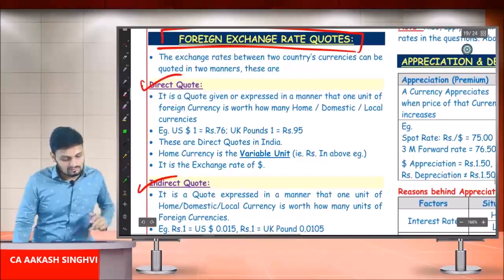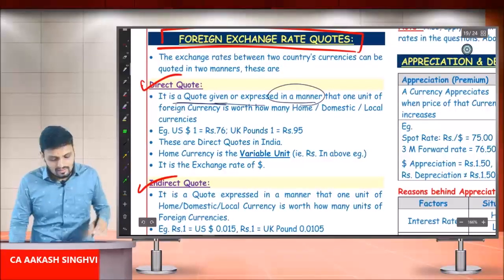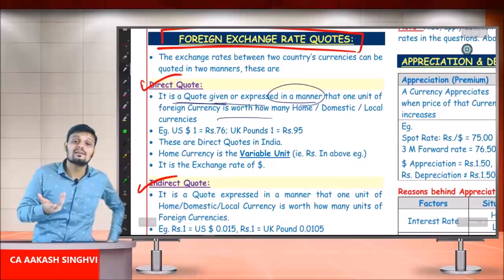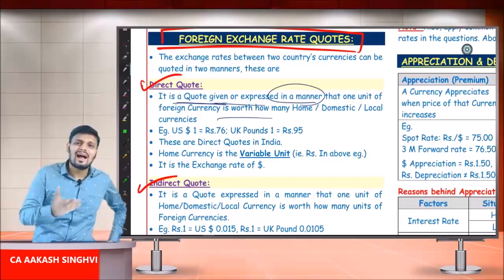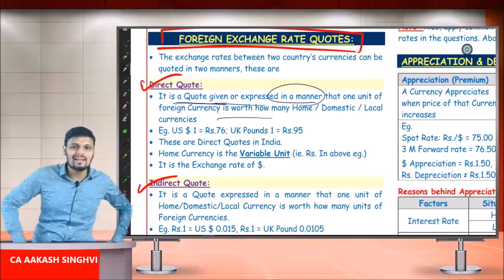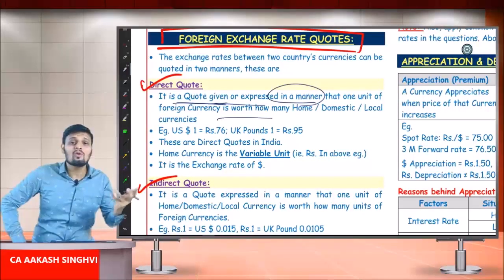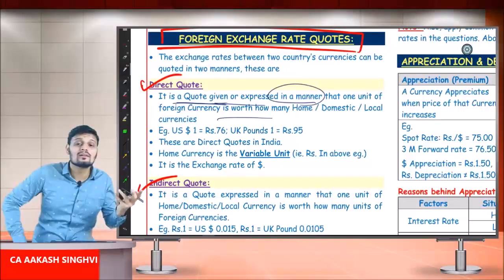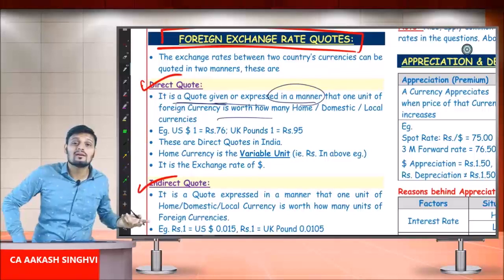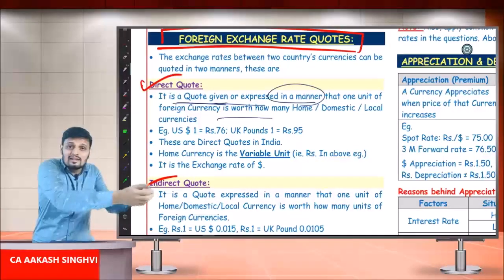Now, a direct quote is a quote expressed in a manner that 1 unit of foreign currency is worth how many units of home currency. Now what is a direct quote in India? Say I want to go to the US. I will go and ask the forex dealer or the bank, hey, I'm going to the US. For one foreign currency, that is the dollar, how many rupees should I pay? That is a direct quote in India, because I'm paying in rupees.